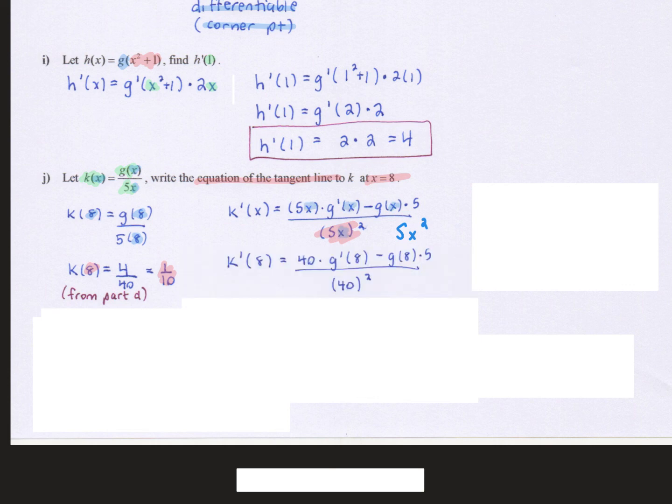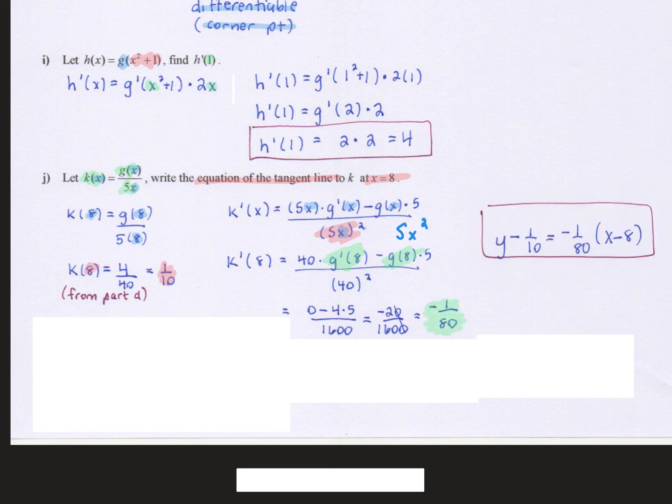And the last thing I need to do is just pull in my g prime of 8 and my g of 8 values. For my g prime graph, I can see that g prime of 8 is 0. So that's just going to zero out this first part. And then g of 8 is the 4 times 5. And I just continue on and I get that my slope is negative 1 over 80. And with this information, I can write my equation: y minus 1/10 (you can use 4 over 40 if you don't want to simplify it) equals negative 1 over 80, which is my slope, times x minus my x value.